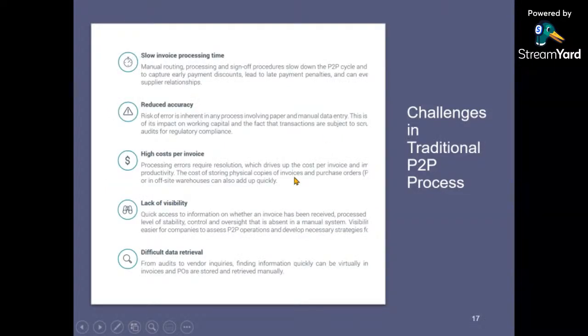Okay, and what are the major challenges in a traditional P2P process? Slow invoice processing time. There are many times a supplier complains about the organization, or the organization complains about the supplier.